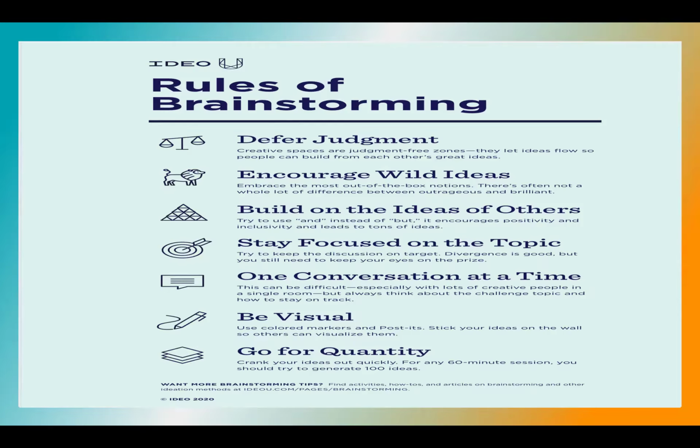So here are the rules of brainstorming. So we'll just focus on brainstorming. The first one, this is from IDEO, the world's leading design company. The first one is deferred judgment. Creative spaces are judgment-free zones. They let ideas flow so people can build from each other's great ideas. So you want to let people come up with their ideas without shooting them down. That should be a rule. Don't shoot anybody's idea down.